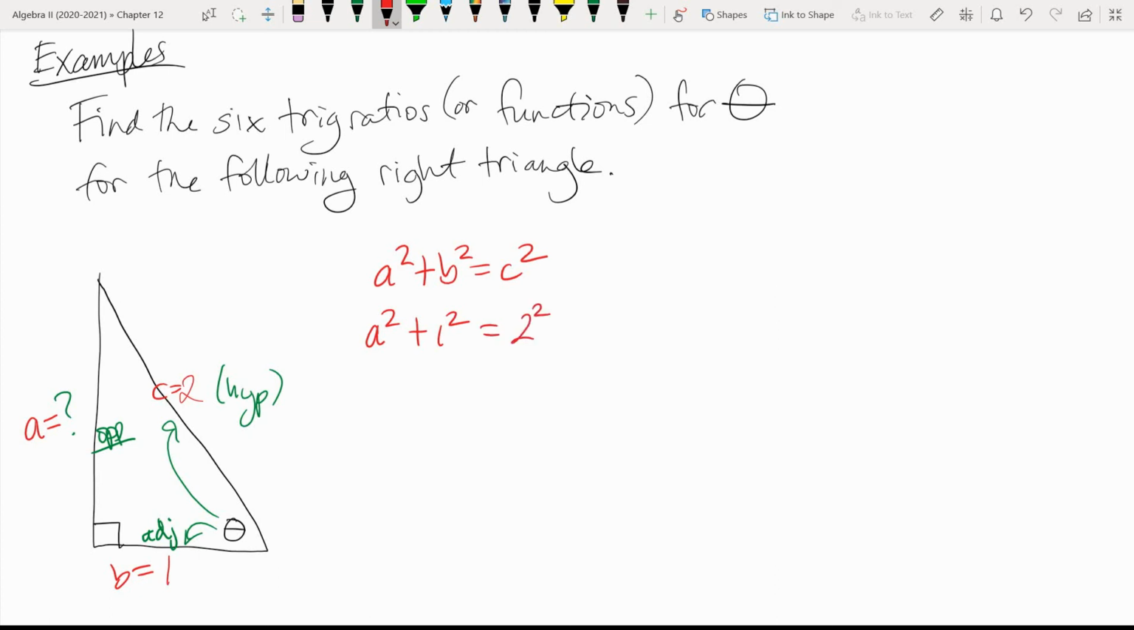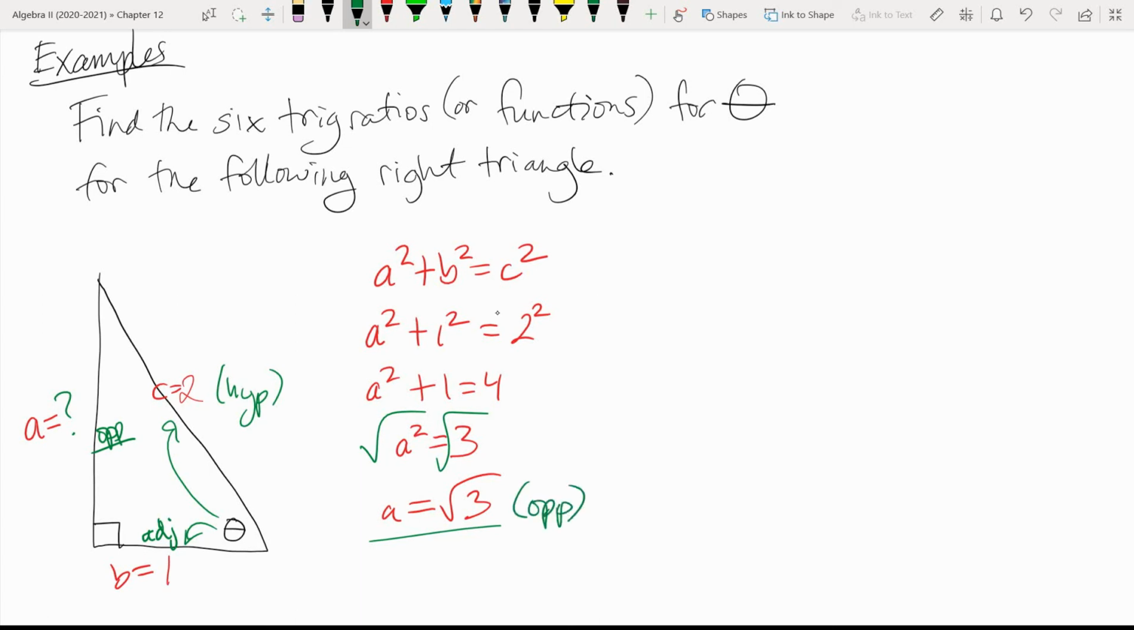So this is a pretty easy one to solve here. We get A squared plus 1 equals 4, so A squared equals 3, or A is equal to the square root of 3, because in this previous step we're taking the square root of both sides. Okay, so next step then, we've got our missing side now, that's square root of 3. Keep in mind that is our opposite side. So we've got our opposite side, our adjacent side down here, and our hypotenuse. We can find our 6 trig ratios here, okay?